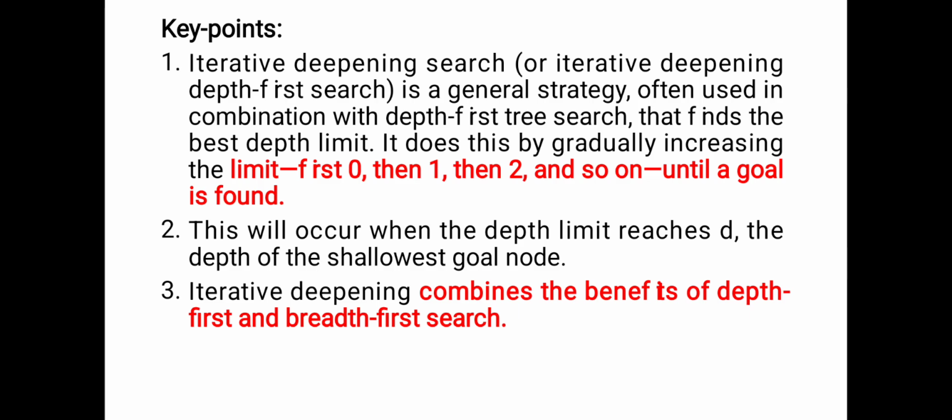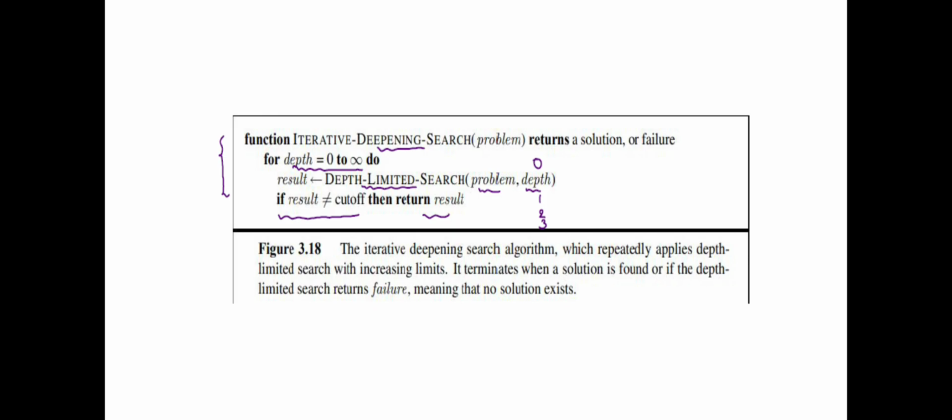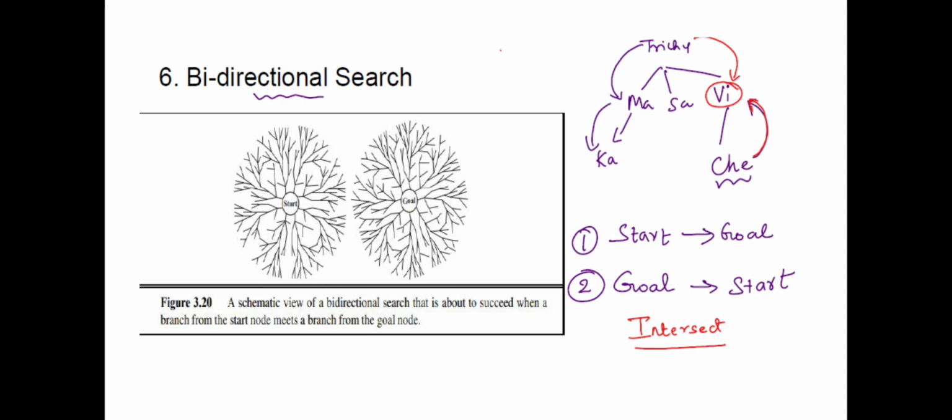The key point is that it gradually increases the limit, from 0, then 1, then 2, until the goal is found. This will occur when the depth limit reaches D, the depth of the shallowest goal node. Iterative deepening combines the benefits of depth first as well as breadth first search. This is the pseudocode.